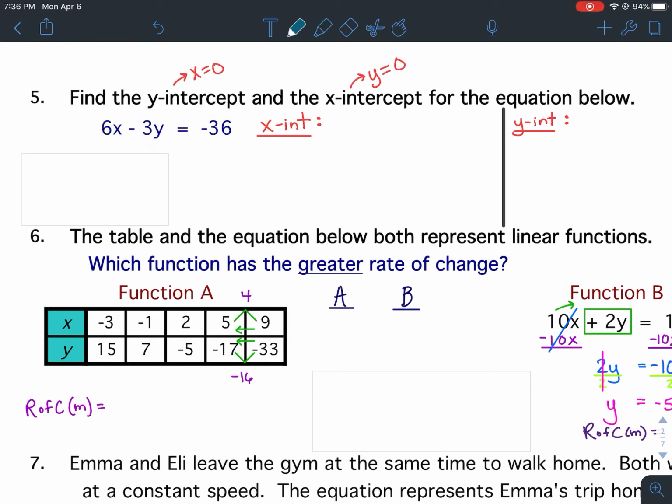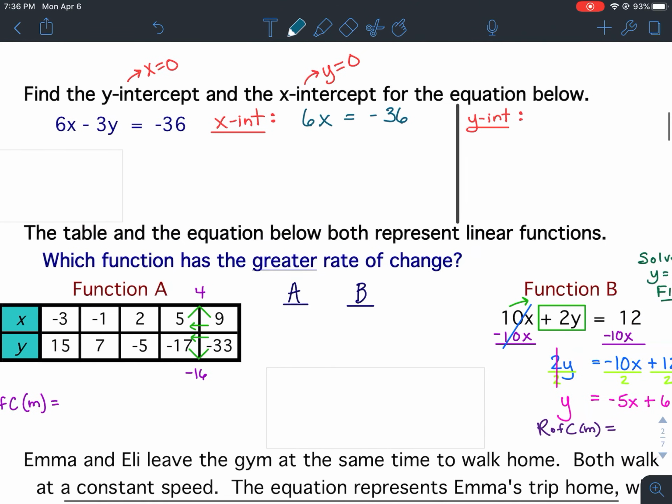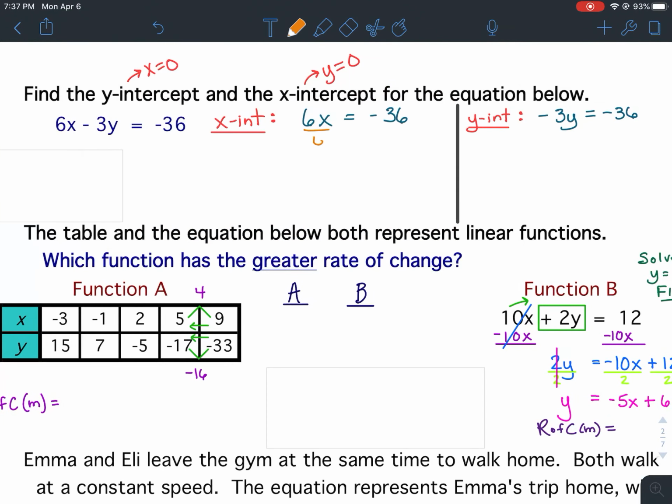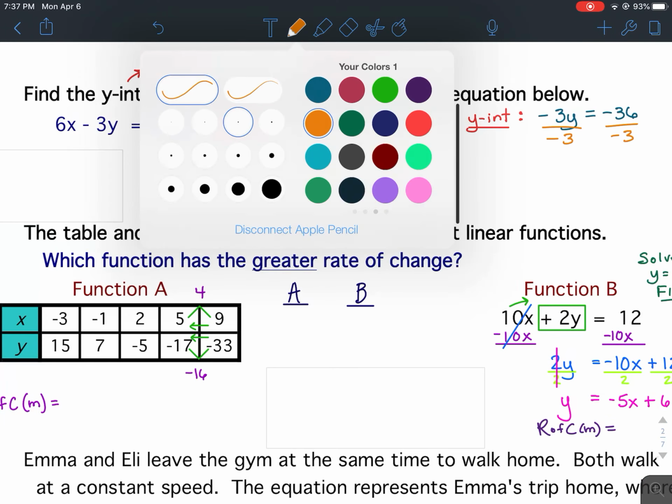So in other words, when I'm finding the x-intercept, the y term would go away, and what's left is 6x equals -36. And then for the y-intercept, I would plug 0 in for the x. By plugging 0 in for the x, 6 times 0 is 0. What is left is -3y equals -36. Now you're solving one-step equations. Divide both sides by 6 to find the x-intercept. Divide both sides by -3 to find the y-intercept.